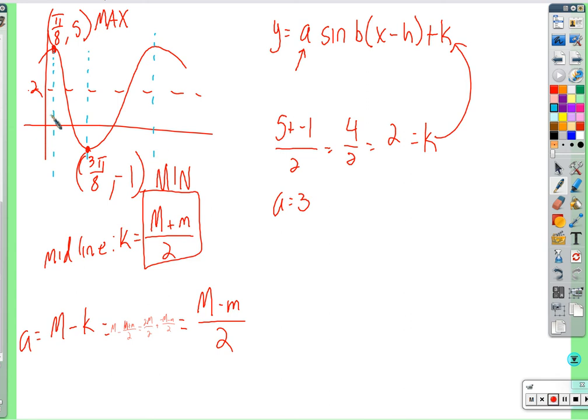And then we can figure out what b is, because b definitely relates to the period. So how wide is this? How would you figure that out? How far is it from there to there? Yeah. 3 pi over 8 minus pi over 8. So the period is equal to 2 times 3 pi over 8 minus pi over 8, twice as big as the distance between these two. 3 pi over 8 minus pi over 8 is 2 pi over 8, which is pi over 4. So the period is pi over 2.